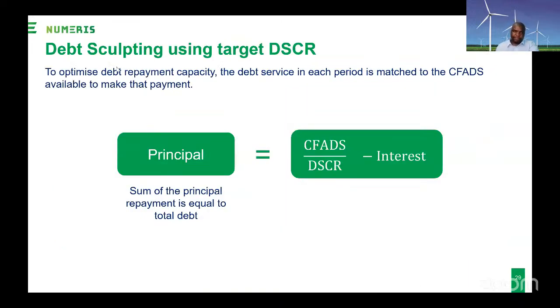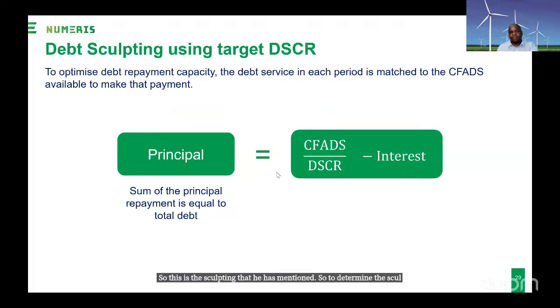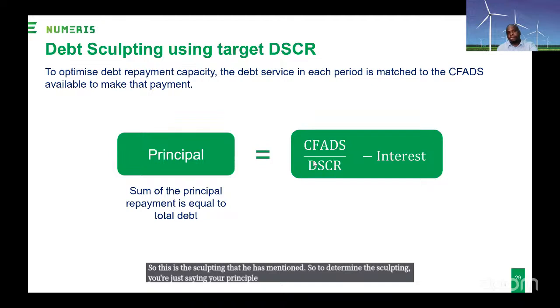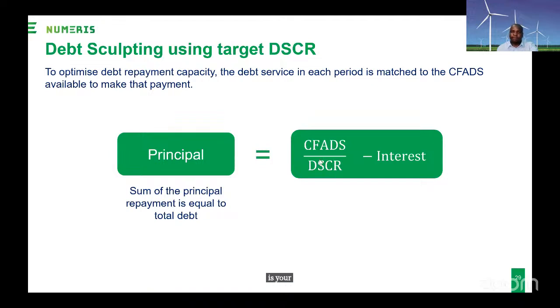So this is the sculpting that he has mentioned. To determine the sculpting, you're just saying your principal is equal to your cash flow available for debt service, divided by the debt service coverage ratio, then you subtract your interest. Then if you sum up the principal repayments, it becomes your total debt.